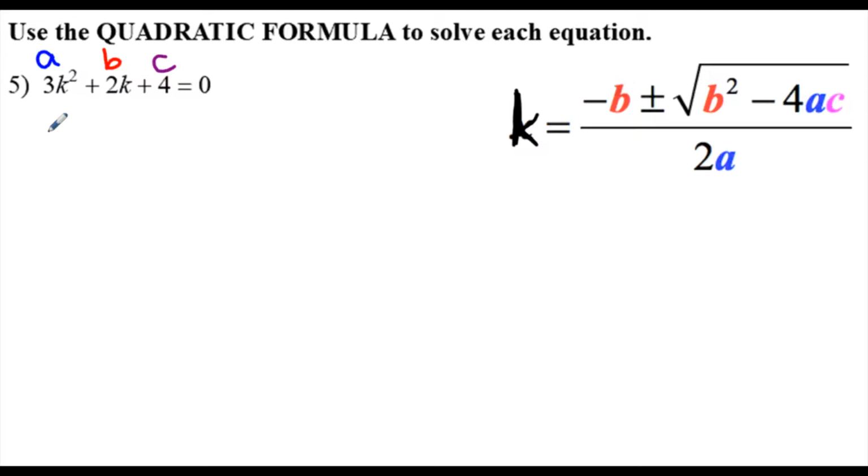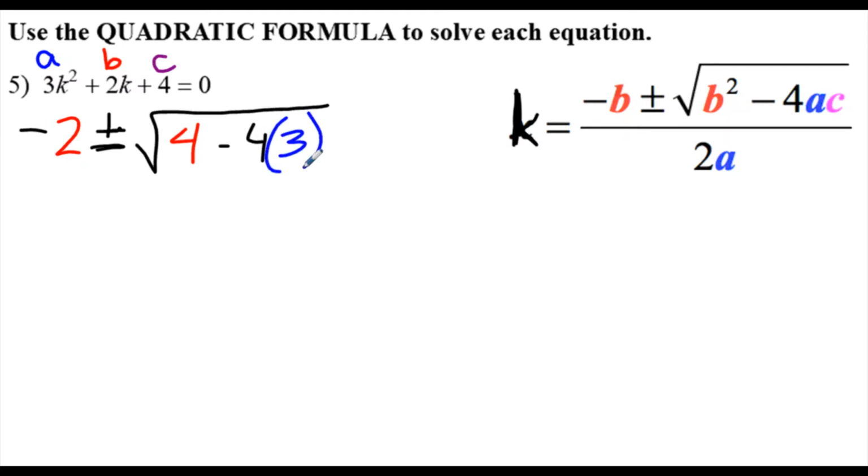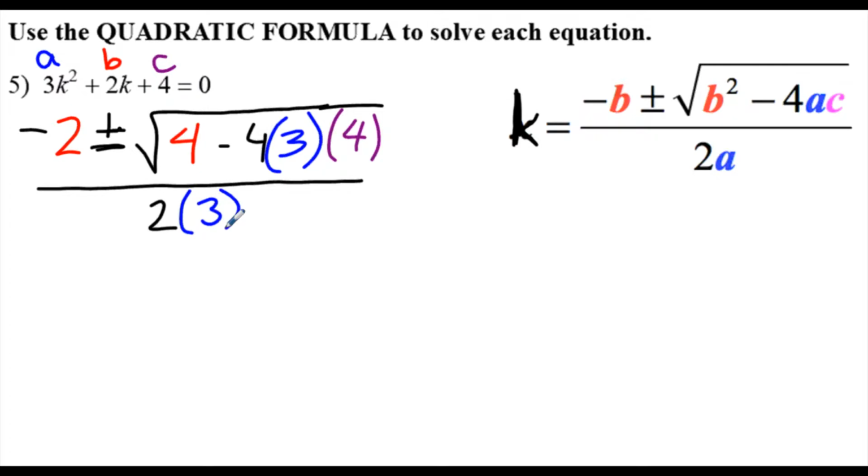We're going to have negative b, which is 2, plus or minus the square root of b squared. I'm going to go ahead and do that in my head. B squared, 2 squared is 4, minus 4 times a, which is 3, times c, which is 4. All that's going to be over 2 times a, which is 3.